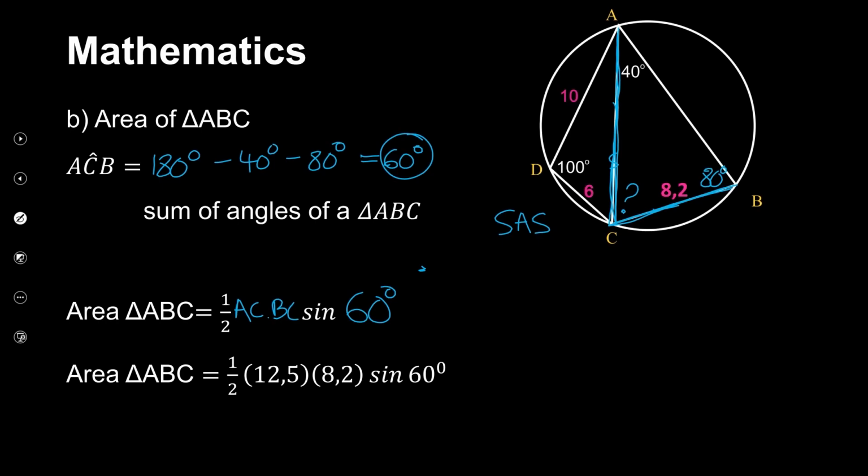Okay, so plugging in values now. Earlier we found AC to be 12.5. We found BC to be 8.2 earlier. And so we plug in those values that we found earlier. All that's left to do is put this into our calculator, which is pretty straightforward, and look at the answer that we're given. And remember, it's units squared. So our answer is 44.4 units squared. And that's the value for the area of our triangle ABC.